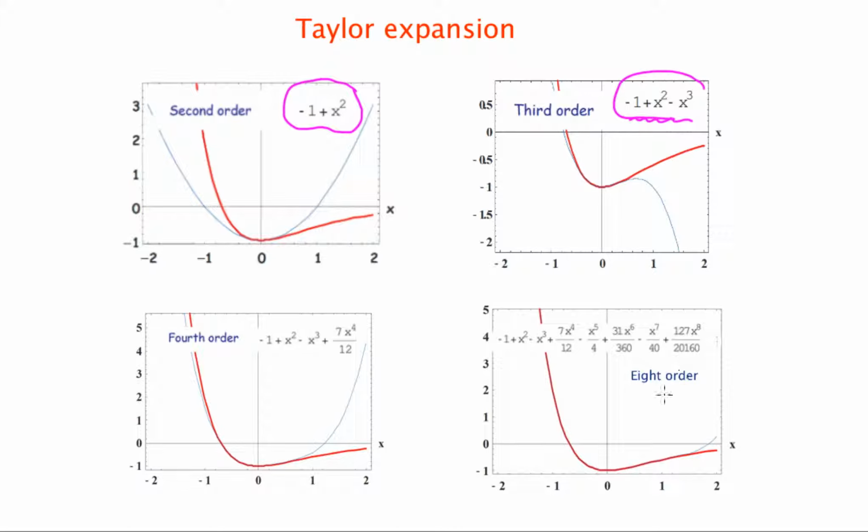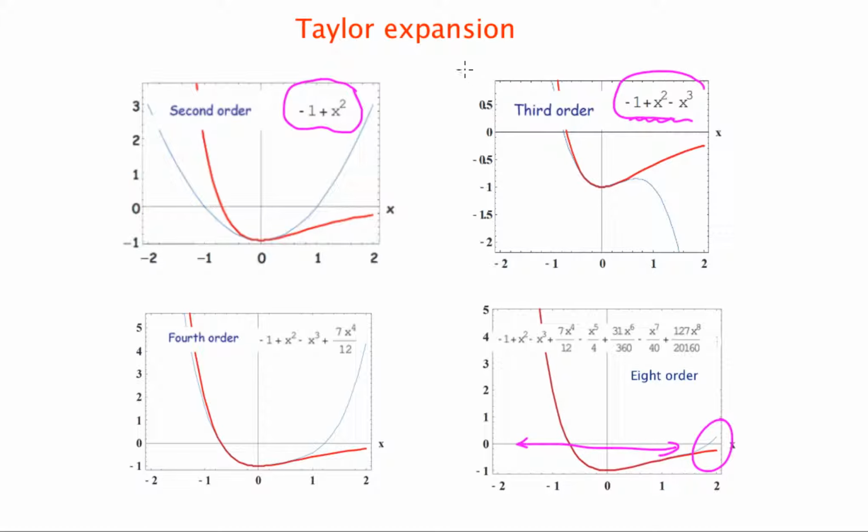And if you go to the 8th order, for example, it's almost indistinguishable in this range of x. Of course, going to higher x, you can see that the approximation starts to separate from the exact one. But in this range, for example, you can see that the blue line goes over the red line, making the approximation very accurate in this range.